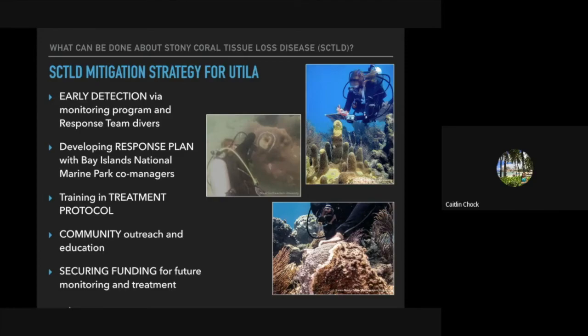We also are working on securing funding for future monitoring and treatment. Really, really important, unfortunately, because of the effects of our human disease. Right now, we are really short on funding. So if anyone of you guys has any connections to funding sources, please do get in touch with us. That's something that is really, really important and is going to make a huge difference for us going forward if we can secure funding for our monitoring and training and getting the treatment supplies here.